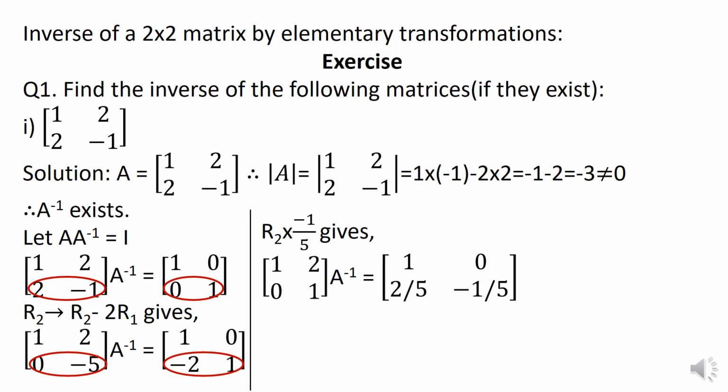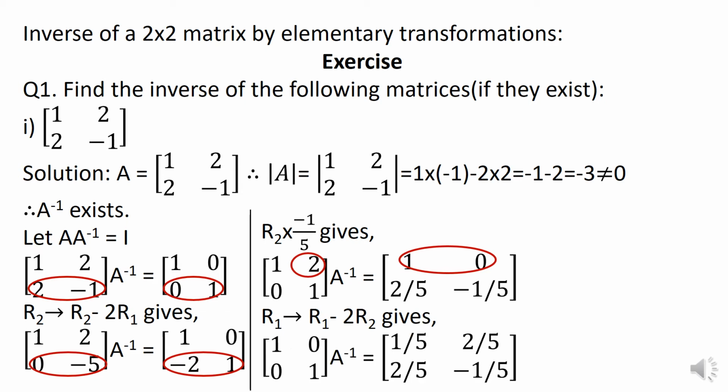Then in the next step, we have to convert 2 into 0 so that the first row of both LHS and RHS will get transformed. Now this can be done by doing R1 minus 2R2. Thus we get 0 in the corresponding place on the LHS. And on the RHS, 1 minus 2 into 2 upon 5 gives us 1 upon 5. Similarly, 0 minus 2 into -1 upon 5 gives us 2 upon 5. Thus we get the corresponding matrix on the RHS.